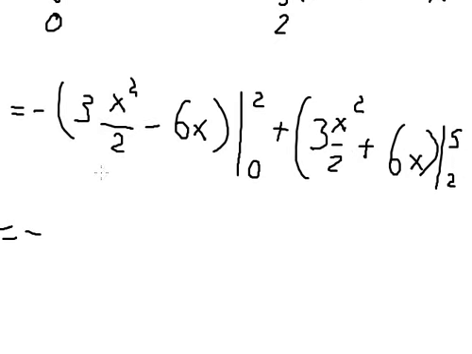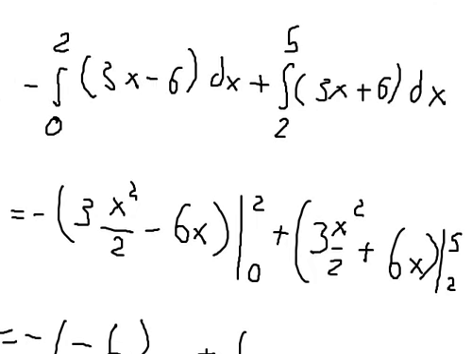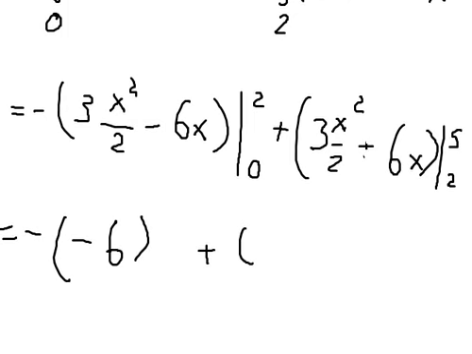So we calculate this one and we have negative 6. The next one we have, this is negative, sorry, I made a mistake. So we calculate this one and we have 27 over 2. Now we combine and we have 39 over 2.